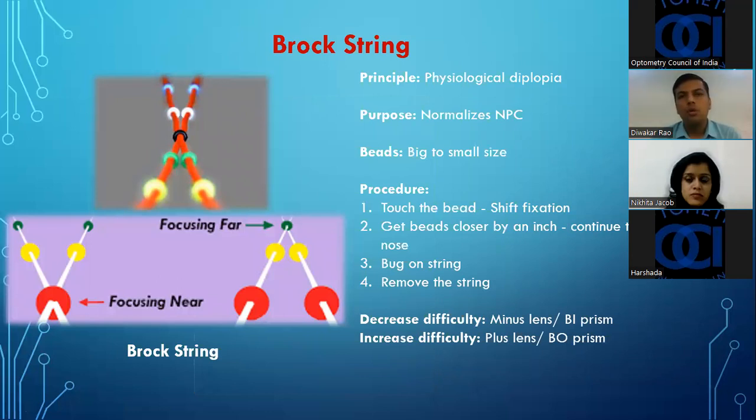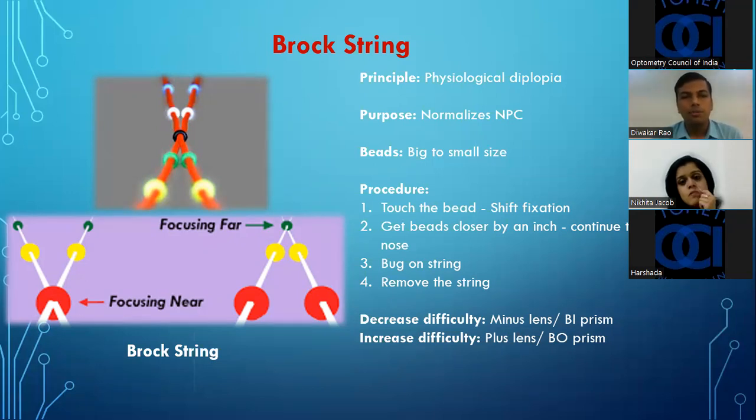Then work on the Brock string to improve the ranges of convergence and divergence. First, normalize the NPC values, then go from the bigger to the smaller size. First touch the bead and then shift the fixation. Then bring the beads closer by inches. Then take out the beads and ask the subject to look like a bug on the bead, and then remove the string, and you can have them voluntarily converge.